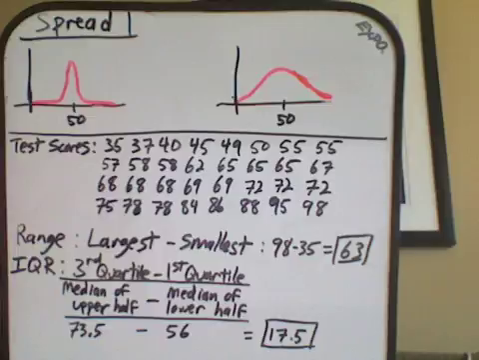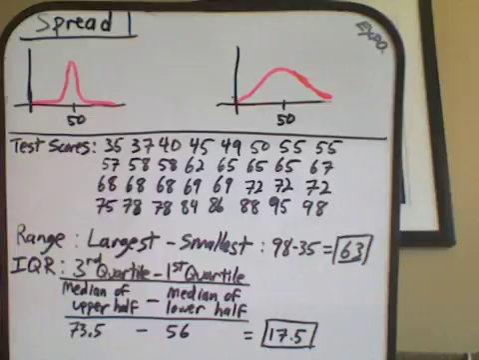The third quartile is the median of the upper half, the highest half of scores. So what's the median of that half? Again, there are two middle numbers, 75 and 72. The average of that is 73.5. And then, what's the median of the lower half, the smaller half of scores? Well, 56. And so the interquartile range is just the difference between the third quartile, which is the median of the upper half, and the first quartile, the median of the lower half.